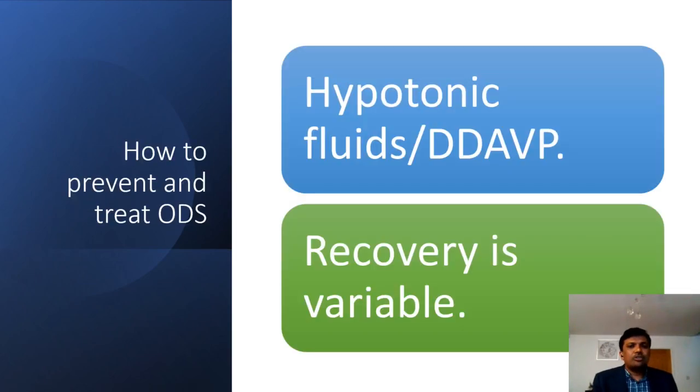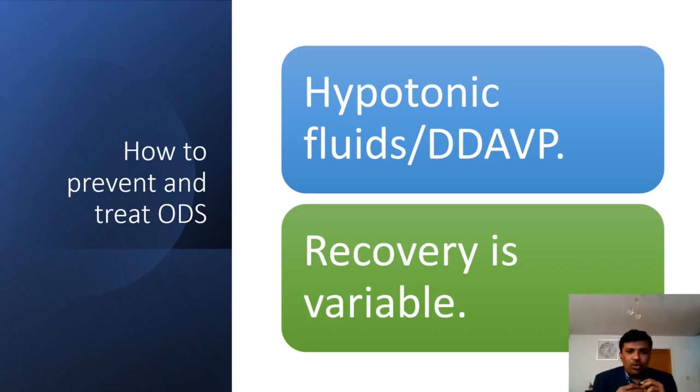So we'll see how to prevent and how to treat this. Prevention, as you know, is monitoring hyponatremia carefully, making sure it's not going above 6 millimoles in high-risk patients or not more than 8 millimoles in low-risk patients within 24 hours, not more than 80.